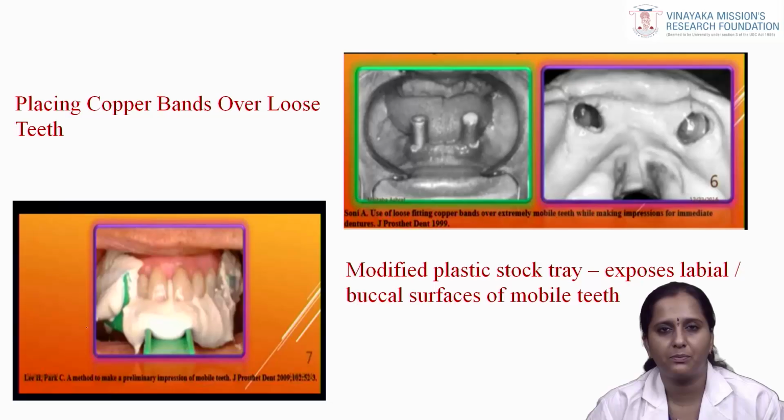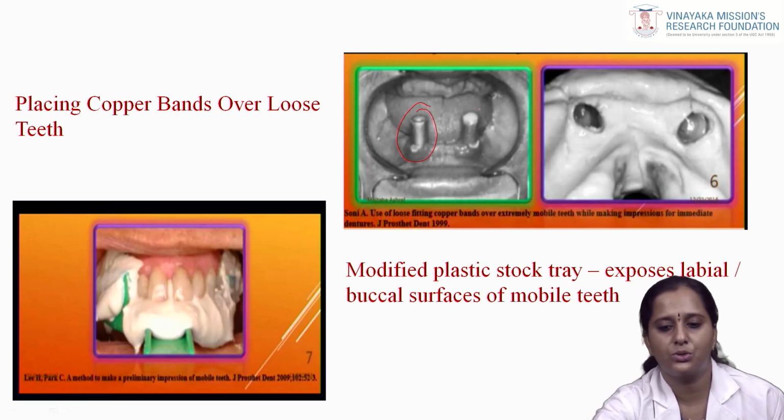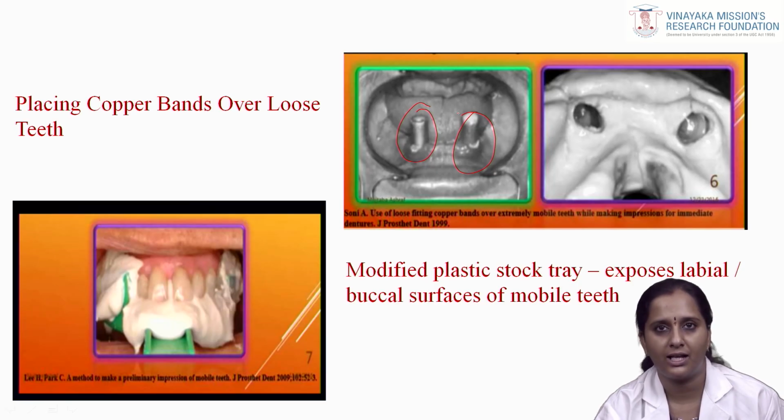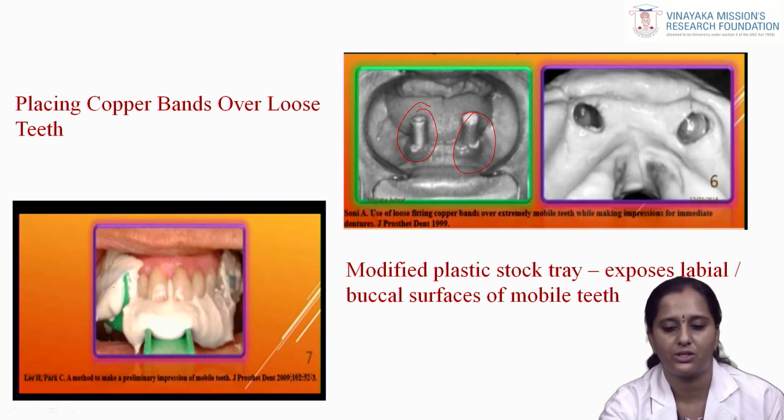And then suppose a patient has a very minimal 2 or 3 teeth and those teeth are very mobile, so we can use copper bands over their loose teeth. In that case there is also a modification. We can modify a plastic stock tray by cutting off the labial or the buccal flanges of the tray, so that it will be helpful for us to record the impression. These are the modifications which they have done in a study.